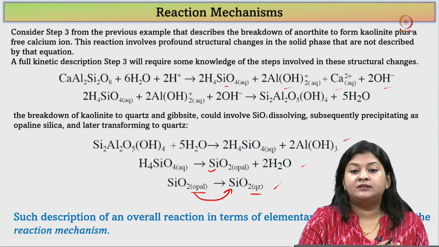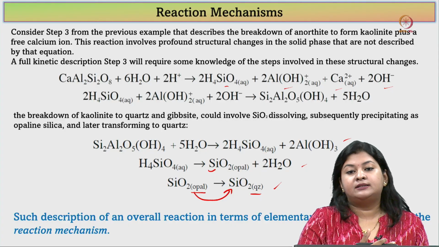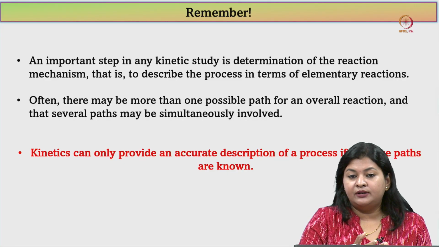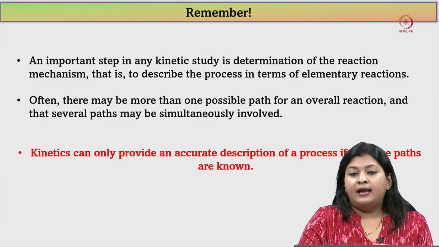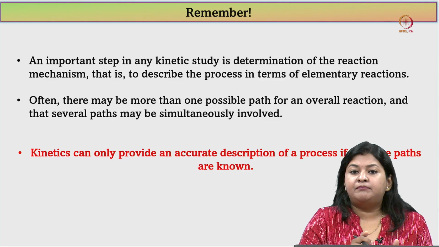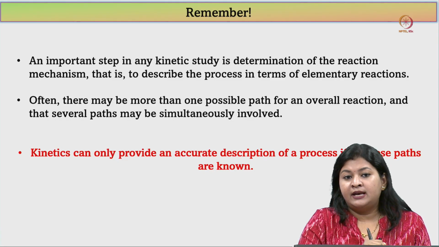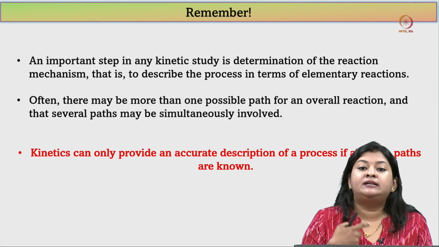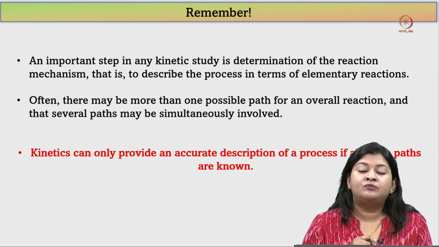If the reaction mechanism is not clear, if it is not correct, understanding kinetics can get complicated. An important step, therefore, is to determine the reaction mechanism. Many times there can be different paths for an overall reaction, and several paths may be simultaneously involved. Therefore, it can become quite complicated. So, we always have to experimentally determine which is the most favorable path.